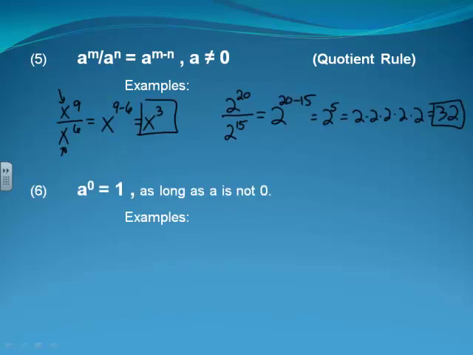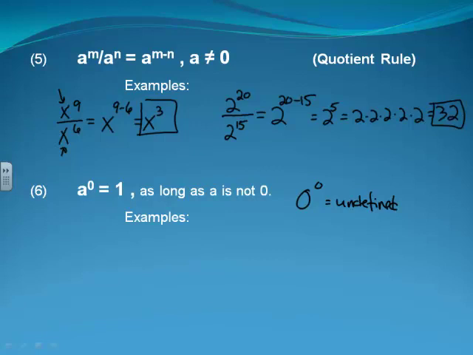All right, sixth property, and the final property we're going to look at in this section, says any base a raised to the 0 exponent is 1, as long as a is not 0. Just for your own information, 0 raised to the 0 exponent is undefined. But anything else other than 0 raised to the 0 power is 1.